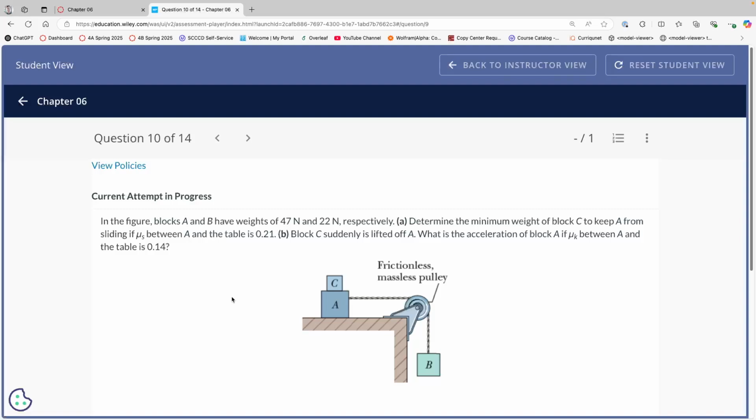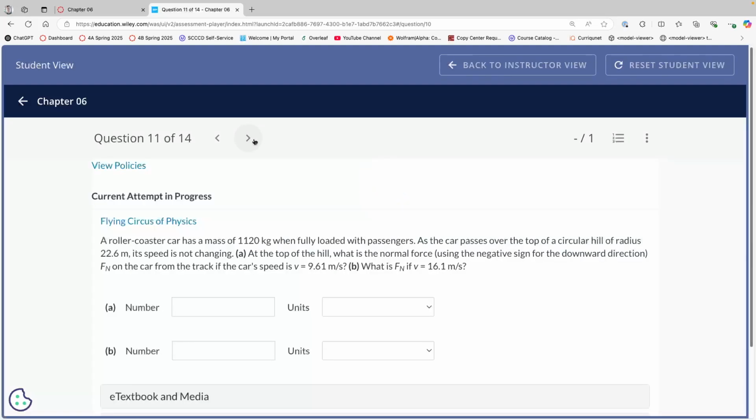So think carefully about this one. Realize that whether or not A is going to slide is going to be determined by the combined masses of A and C. As far as the table is concerned, it really can't tell the difference between A and C. But C definitely is going to affect the normal force between A and the table.